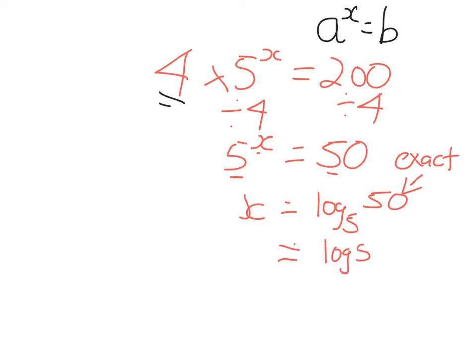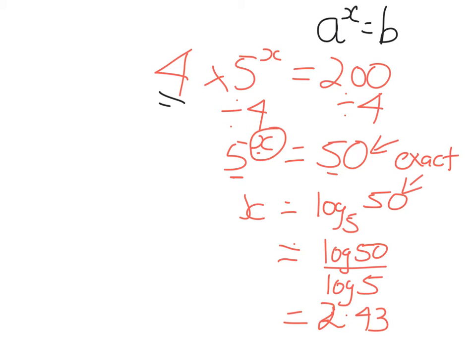So again, we put in our calculator log base 10 of 50 divided by log 5, and the answer we get is about 2.43. So we know we're right, because what it's saying is that if I exchange x for 2.43, then this statement here will be true. Now we know that 5 to the power of 2 is 25, which is less than 50. 5 to the power of 3 is 125, which is obviously more than 50. So we would expect our final answer to be somewhere between 2 and 3.